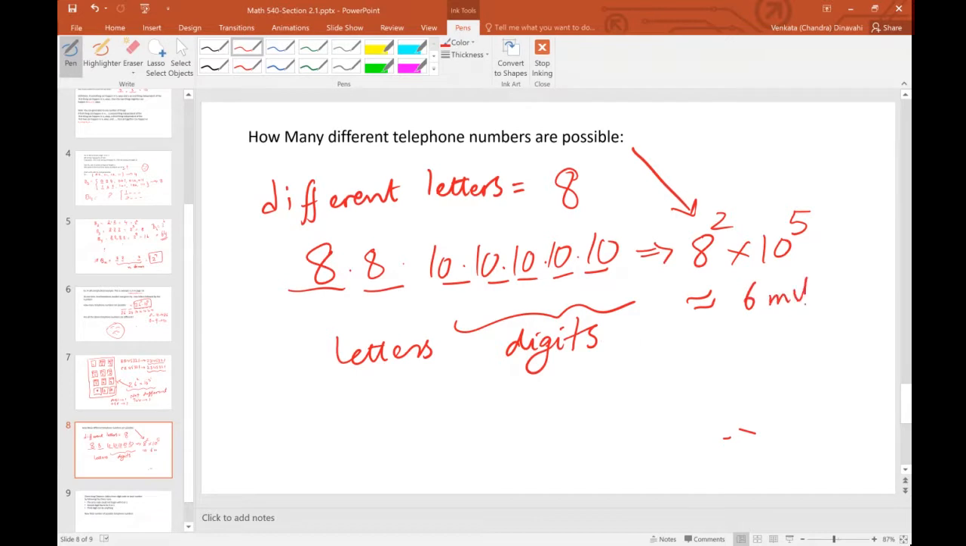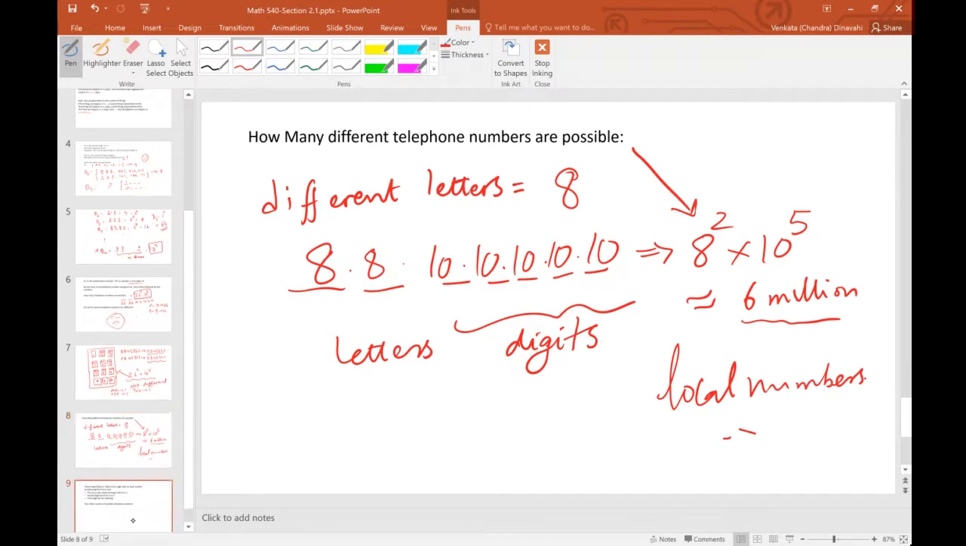I think this is approximately equal to 6 million. There are only 6 million different local telephone numbers. But the total number of people using telephones is way more than 6 million. So how are you going to accommodate all those folks? That was the problem which persisted for some time in the telephone department. So what they did was, let us add some more fun to this problem. Please remember, these are all local numbers.